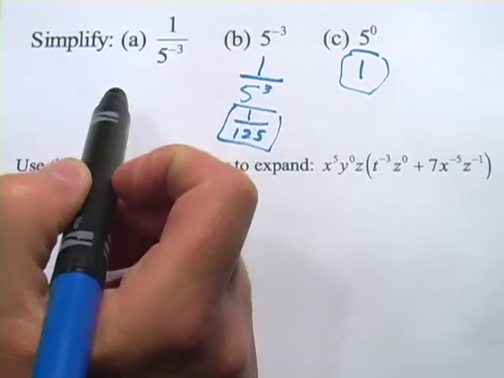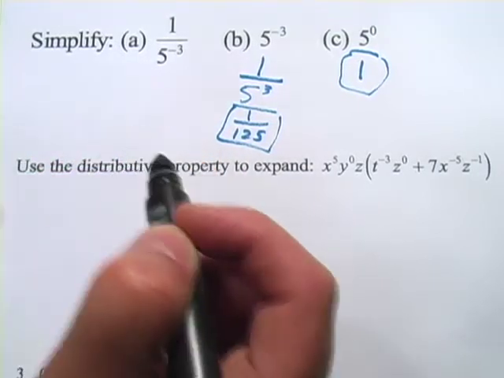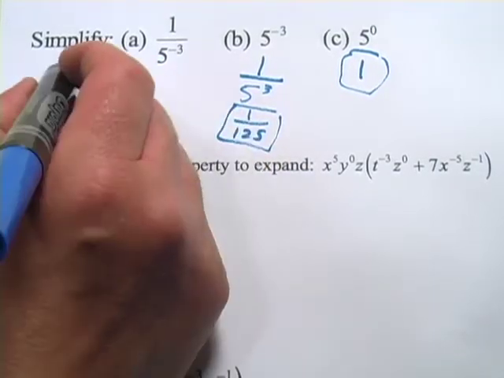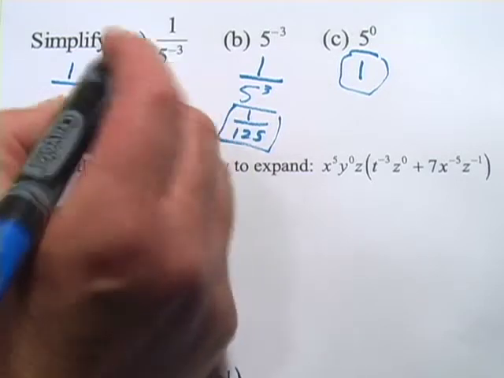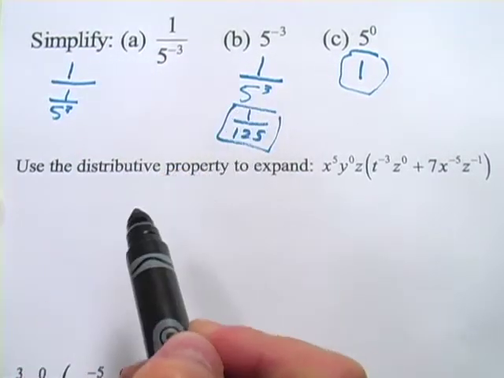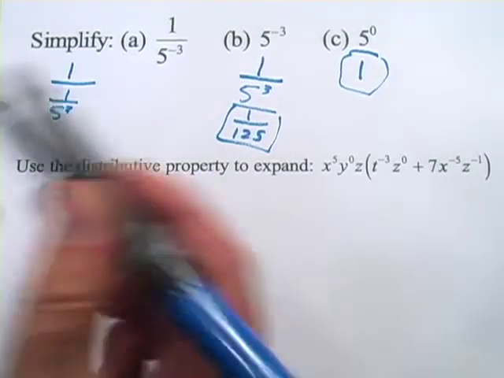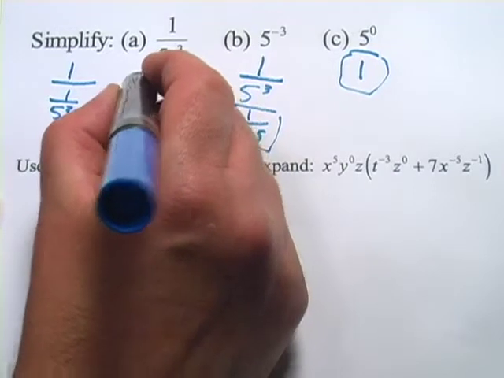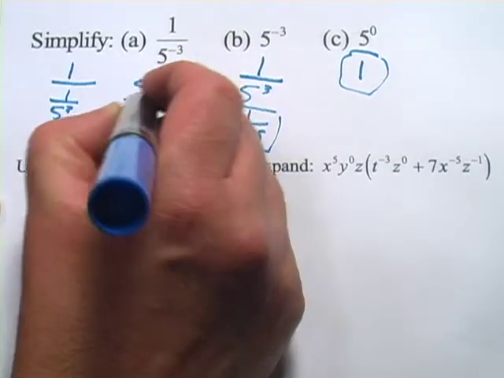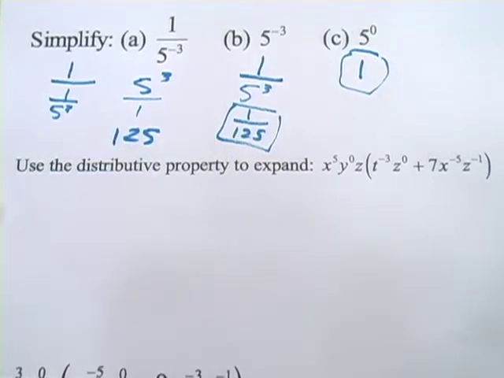The last one here looks a little more complicated. We have a 1 over 5 to the negative third. You could think of it like this. This is 1 over, and 5 to the negative third is 1 over 5 to the third, just like we did there. That looks a little complicated, though. What this ends up doing really is just flipping it around. So you have 5 to the third over 1, which really is just 125.